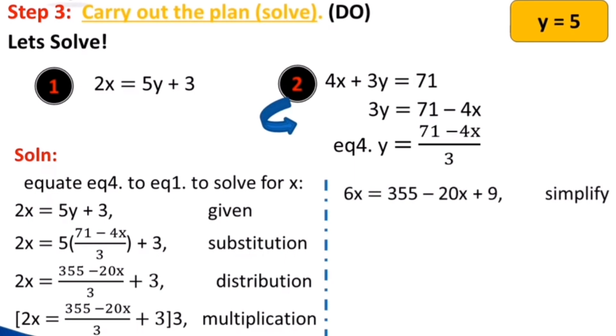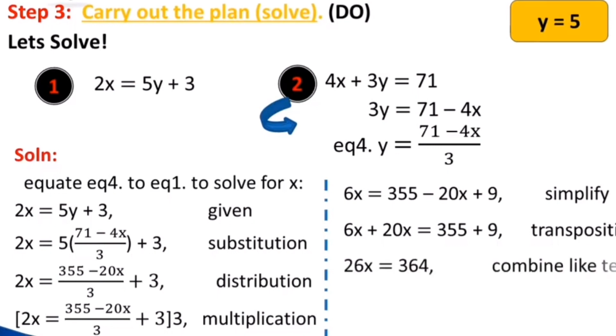Again, we are very concerned with the value of x. So what we're going to do is transpose negative 20x to the other side. So from negative, it becomes positive. So the picture is like this by transposition. Then right after that, since it is applicable to add them by constant and by variable itself, we have now 26x equals 364 by combining like terms.